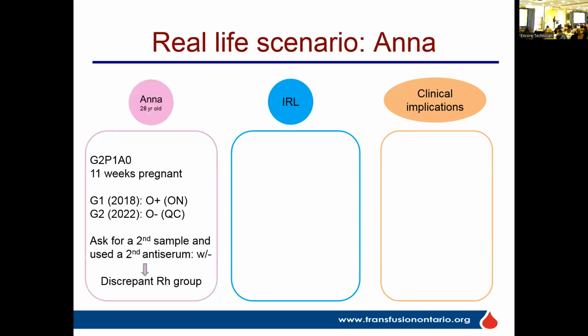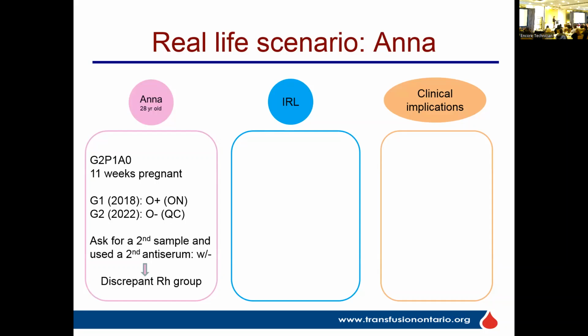The second case is quite interesting. Anna tells her new obstetrician in Quebec that she is definitely O negative. She didn't receive RhIG during her first pregnancy. And then she takes her wallet and shows you the card from CBS stating that she's O positive. She's a regular blood donor. She knows she's O positive. So how can that be?